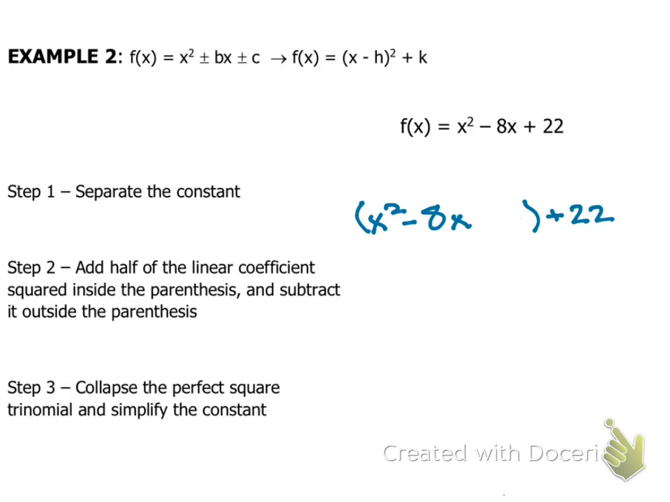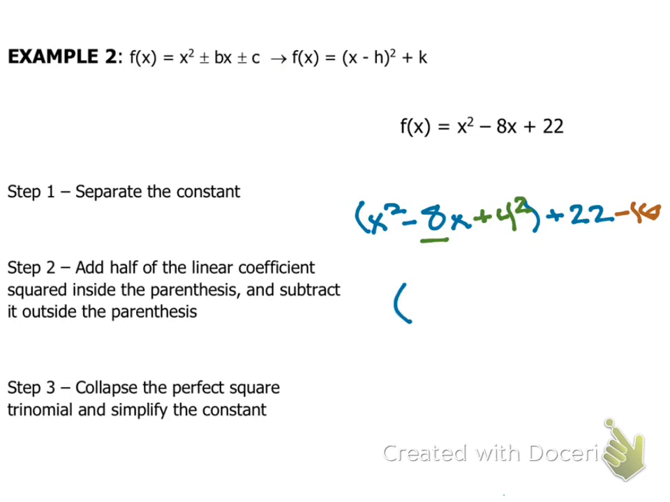Next, I'm adding half of the linear coefficient squared. 8 is the linear coefficient. Half of that is 4. So this will be plus 4 squared. And then on the outside, minus 16. We add it inside the parentheses, subtract it outside. Because what we're doing is essentially doing nothing, right? We're adding 16 and subtracting 16.